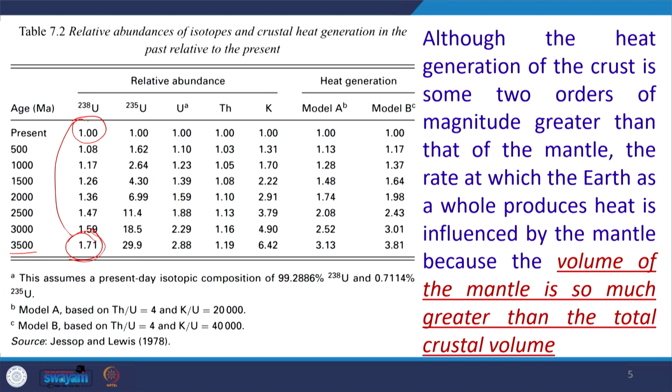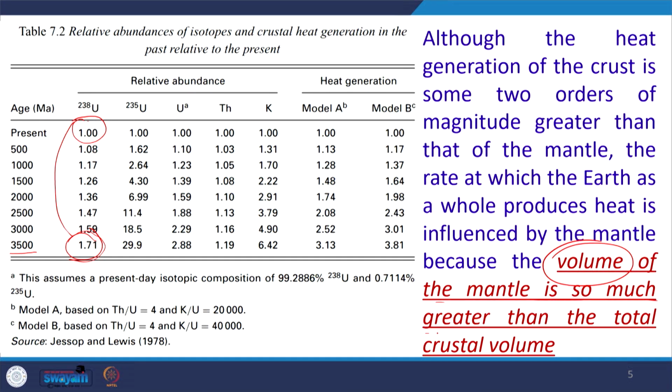Although the heat generation of this crust is some 2 orders of magnitude greater than that of the mantle, the rate at which the earth as a whole produces heat is influenced by the mantle. Why? Because of its volume. The mantle is highly volumetric as compared to the crust. So, though its concentration is less, once we have a high volume of mantle material, the total becomes more. That is why the volume of the mantle is so much greater than the total volume of the crust, and the mantle is the forerunner of heat generation. However, concentration-wise, if you compare it with the crust, it is less.